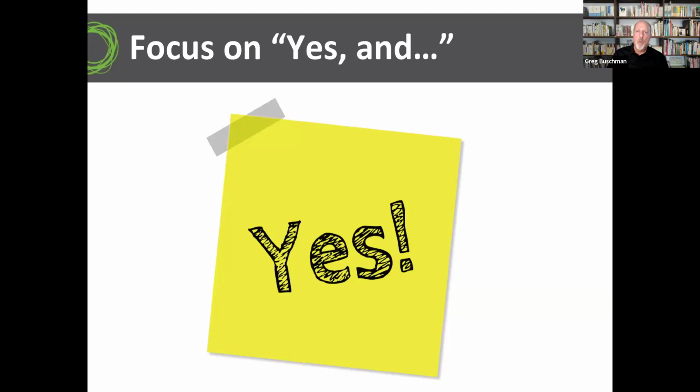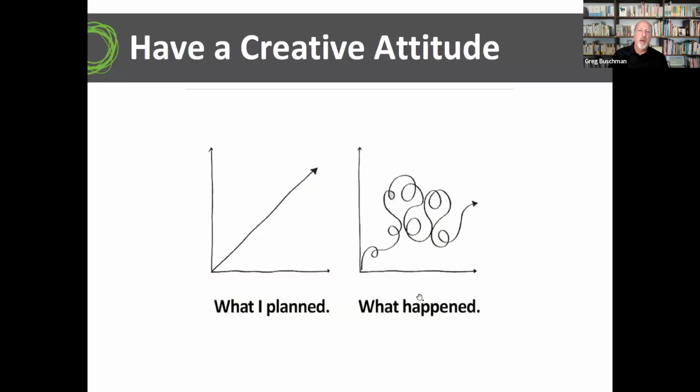And what's next? What now? How do we do that? Who's involved? Where can we do that? When can we do that? Why is that important? We want to do a yes-and. We want to be a both-and type of a thinker. So have a creative attitude.